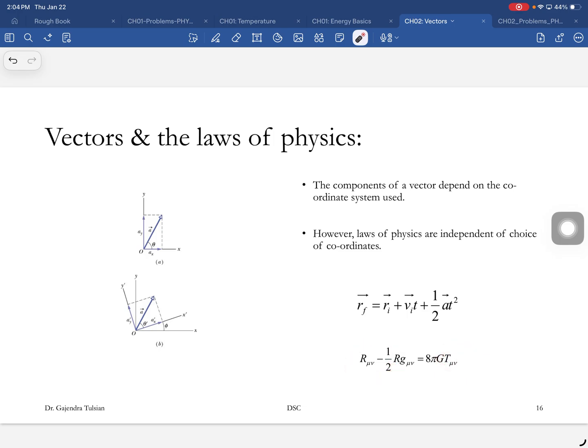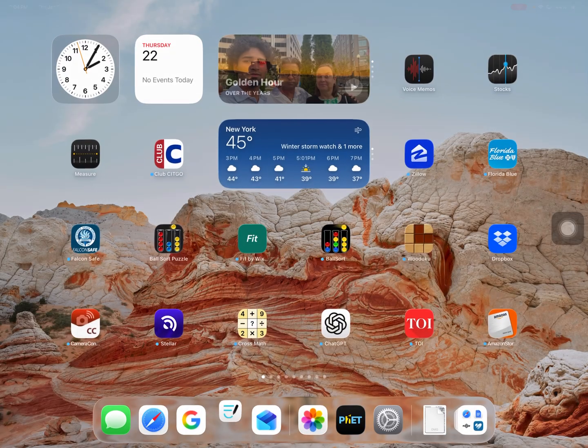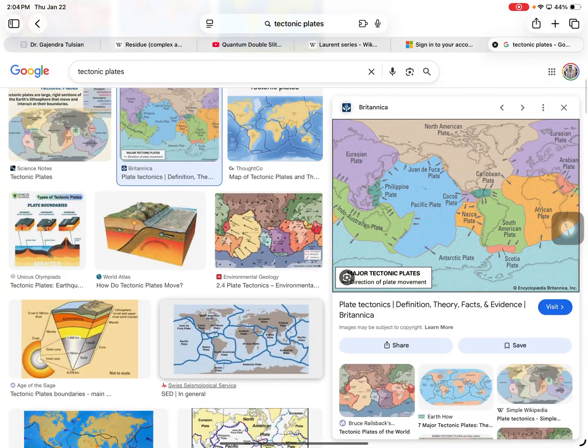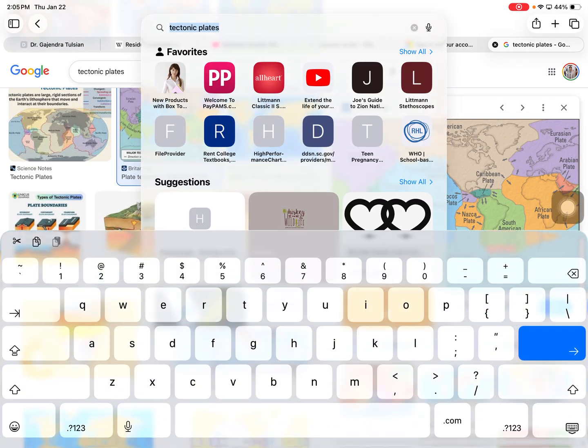I, J, K, AX, AY, AZ, BX, BY, BZ. So the cross product is like so. A cross B is AY, BZ minus BY, AZ. The X component is that. The Y component is this. The Z component is that.